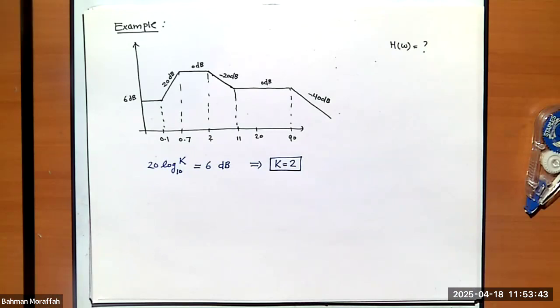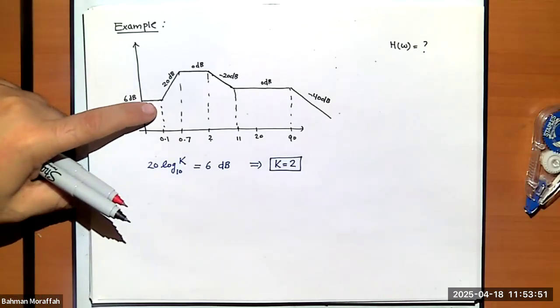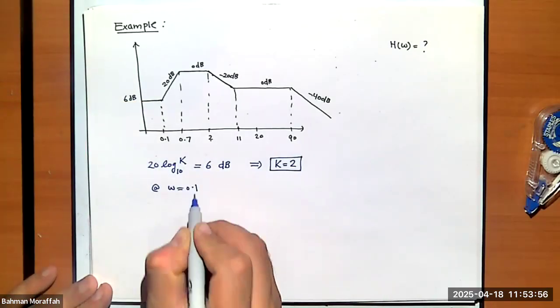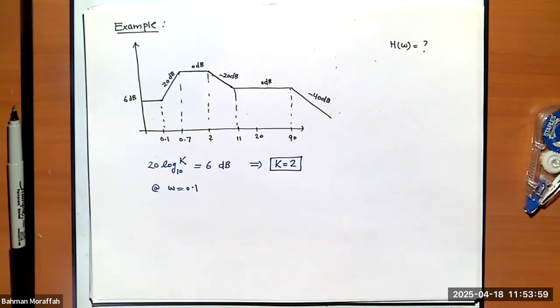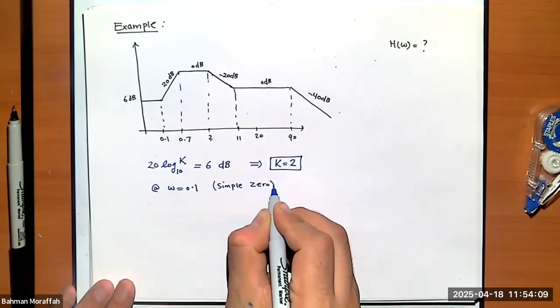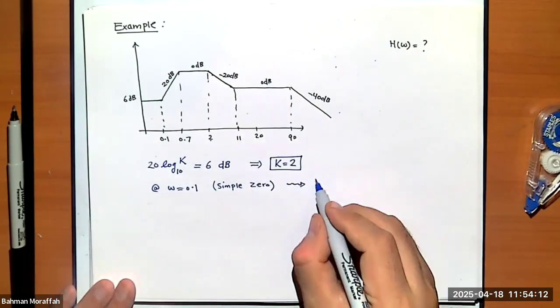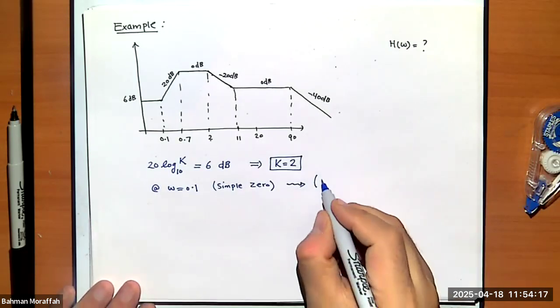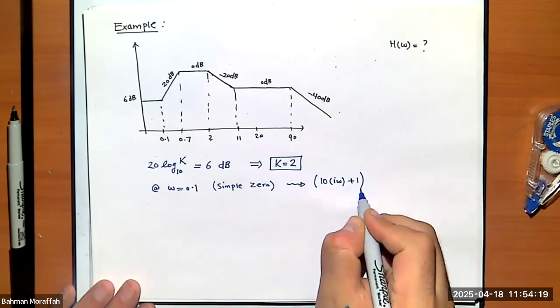I'm going to look at the breaking points and see where this graph actually breaks and if it's going up or down. The first breaking point I have is at omega equals 0.1. It was flat, then it went up. What is it? It's a simple 0, right? So I can write it as I omega divided by 0.1 plus 1. So I can write it as 10 times I omega plus 1.